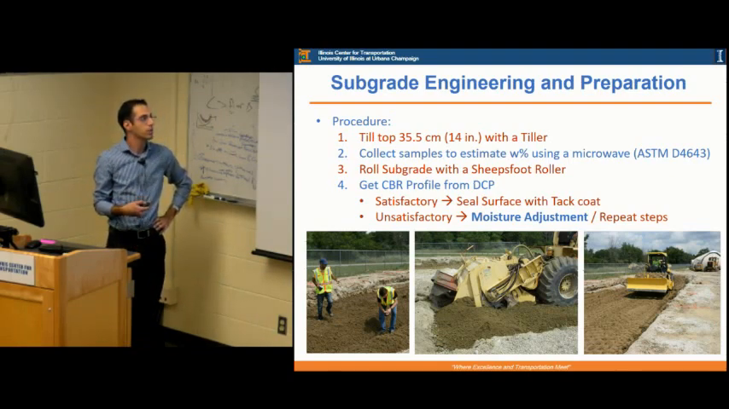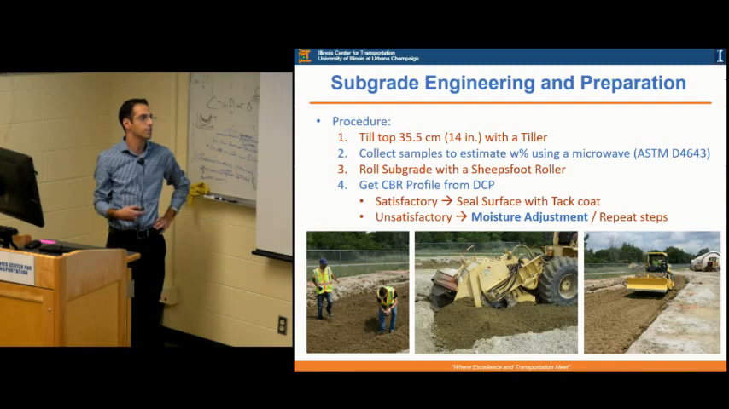Then the subgrade was rolled or compacted with a sheep's foot roller, which works ideally better for clayey soil or silty soil. And then we get the CBR profile at the different measuring points that I mentioned before, the 8 points, the 2 points in each section. And we look at those profiles. So if they are satisfactory, we seal the surface with a tack coat, and the subgrade is ready to build the construction materials on top of it.